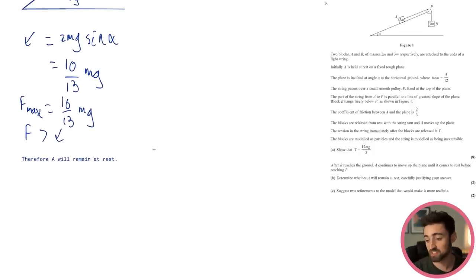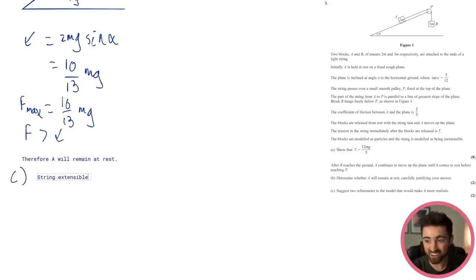So just two refinements to the model that would make it more realistic. Okay, so this is a classic here. It's going to be pretty similar to all of the questions of this type. There were loads of things. So, for example, in reality, the string is probably going to be at least a bit extensible, isn't it? You're going to be able to pull it at least a tiny bit. That's going to affect the motion because that was one of the assumptions we made. So we could say string could be extensible.